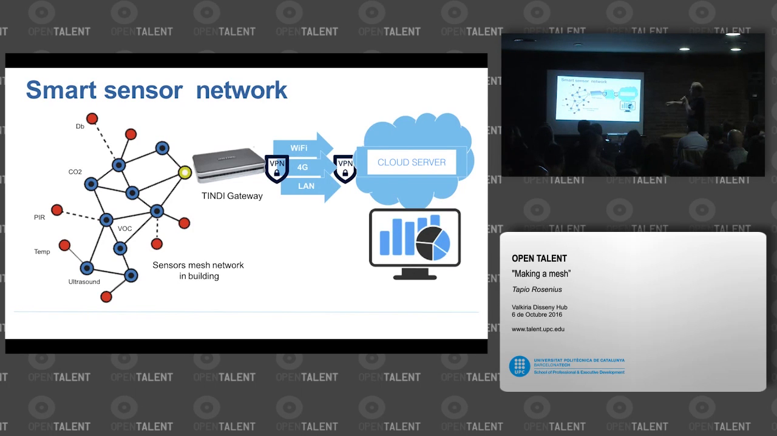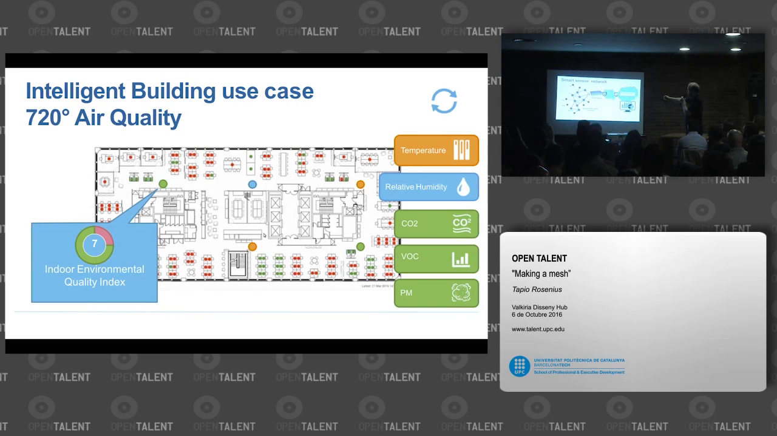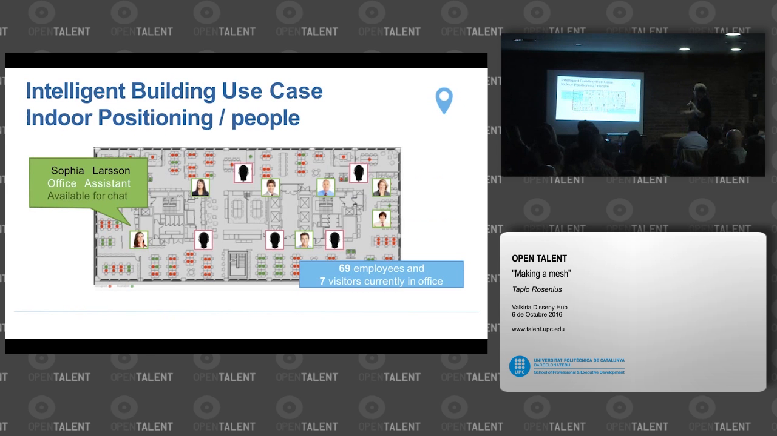So our client is setting up an IoT network in their office. So this is their office. And there's all sorts of things that they measure: temperature, humidity, CO2, indoor environmental quality index, noise levels, indoor positioning, which is quite an interesting new thing. You know where the people are. You know there are 69 employees and 7 visitors currently in the office. So this is data the lighting will use.